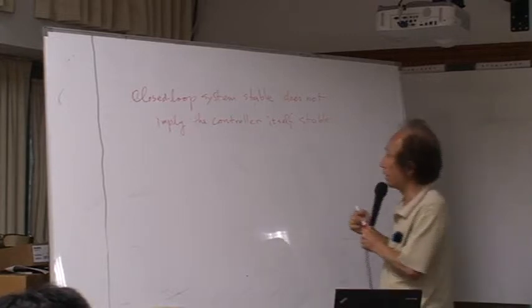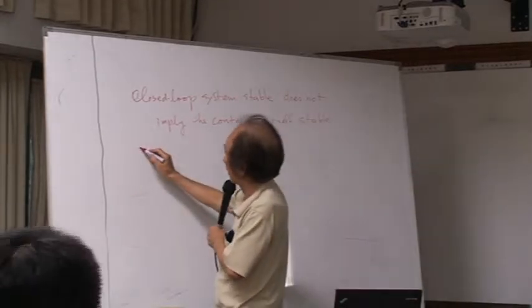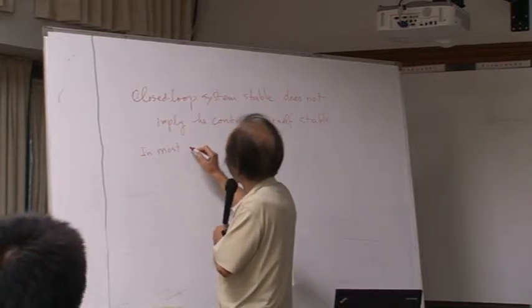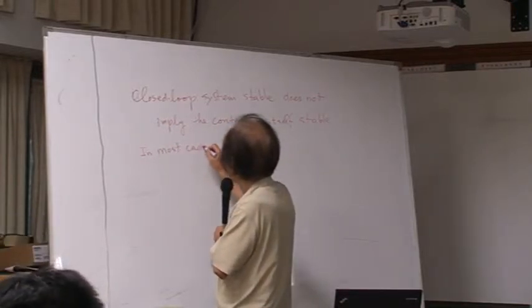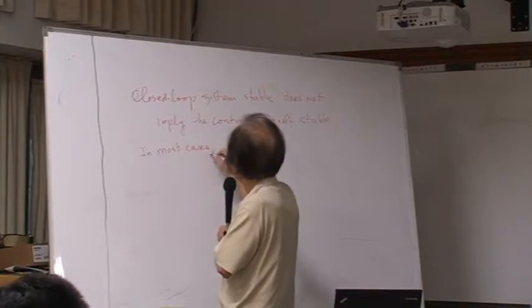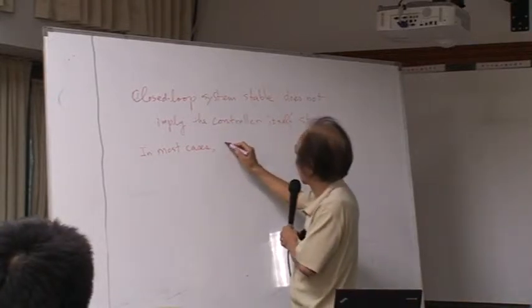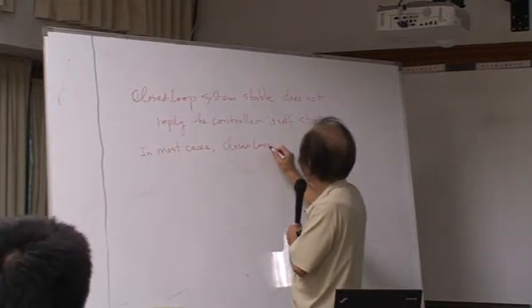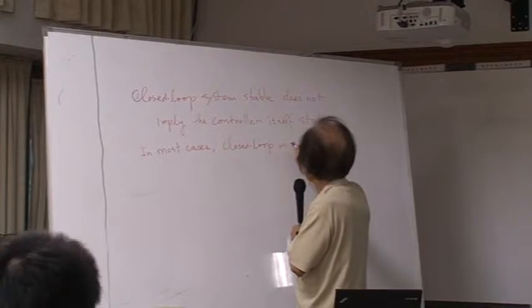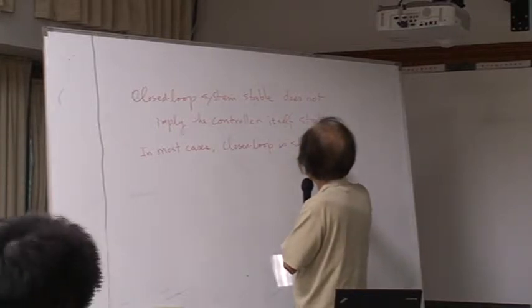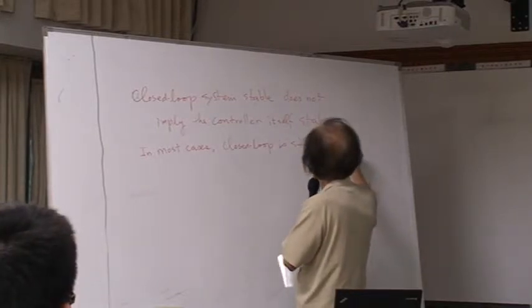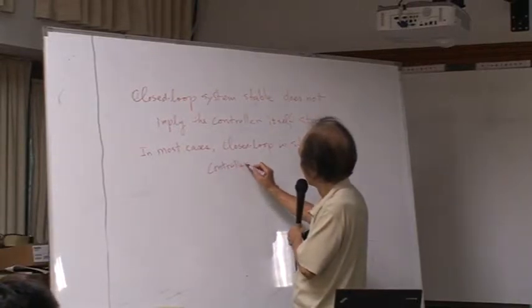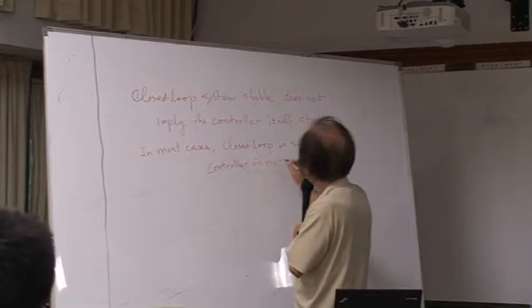In many cases, matter of fact, in most cases, closed loop is stable, but the controller is not stable. It's not stable.